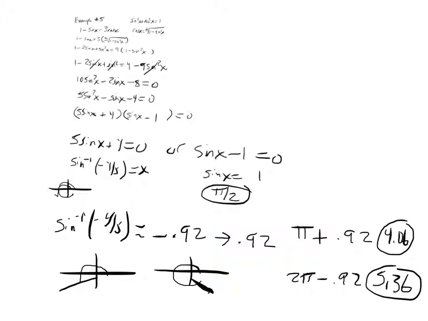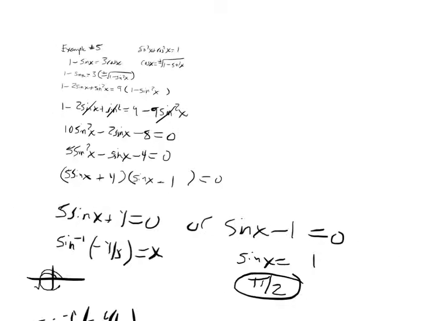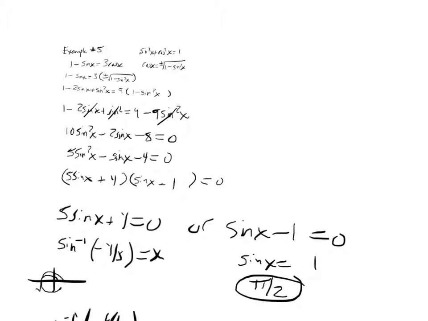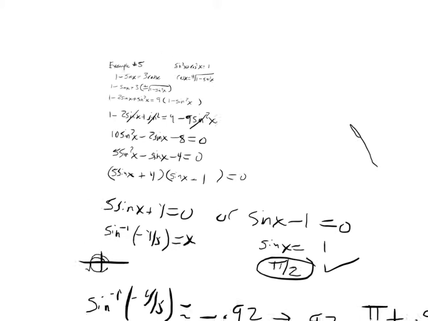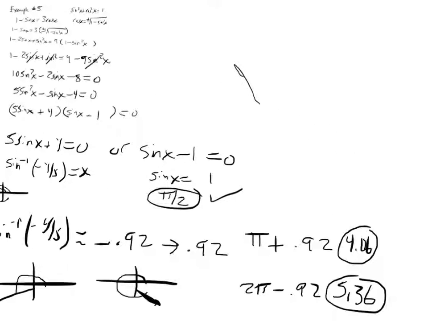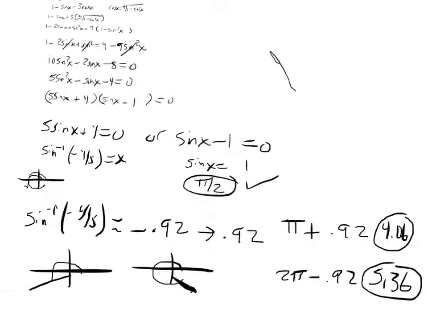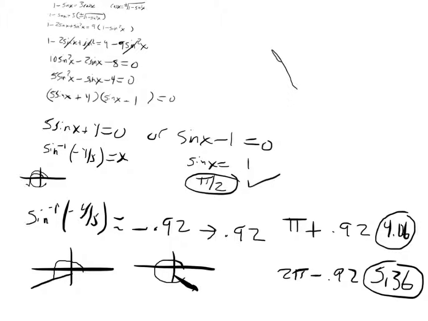So if I put pi over 2 into my original equation, 1 minus sine x equals 3 cosine x, sine of pi over 2 is 1, 1 minus 1 is 0, and 3 times the cosine of pi over 2 is 0. So pi over 2 checks out. It certainly looks good. I then got two other solutions, the 4.06 and the 5.36. Remember that the 4.06 was a third quadrant angle, and the 5.36 was a fourth quadrant angle.